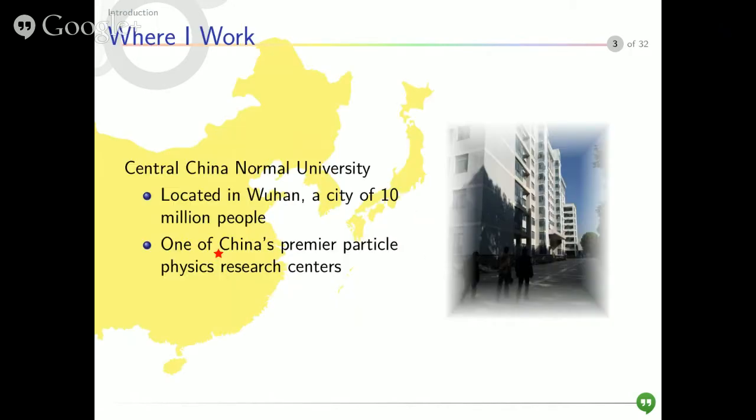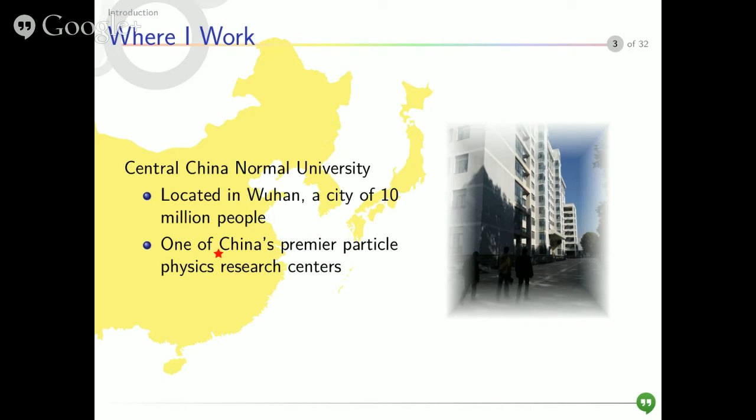So just a quick few words about where I work. This university in China is located in Wuhan, which is approximately where this red star is in relation to China as a whole. So it's about west of Shanghai, a few hundred miles inland. Wuhan is one of those large cities, 10 million people, that you've never heard of if you haven't been there, for most people.